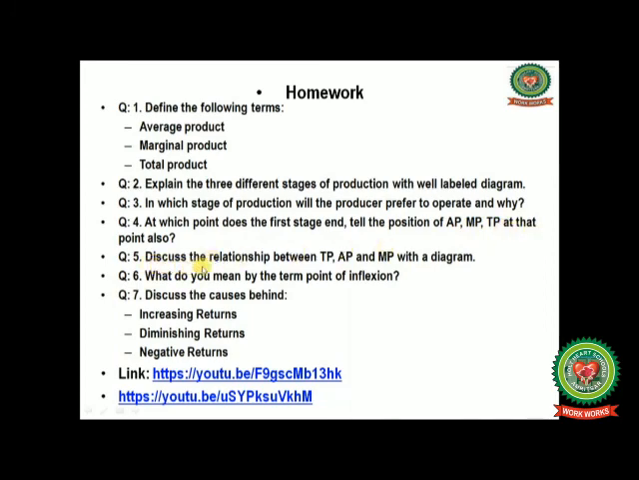Question number 5: discuss the relationship between total product, average product and marginal product with a diagram. Question number 6: what do you mean by the term point of inflection? Question number 7: discuss the causes behind increasing returns, diminishing returns and negative returns.